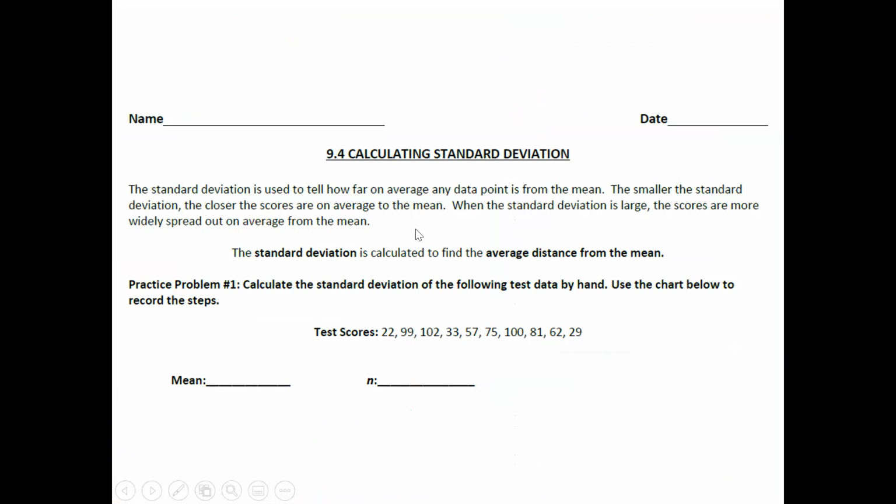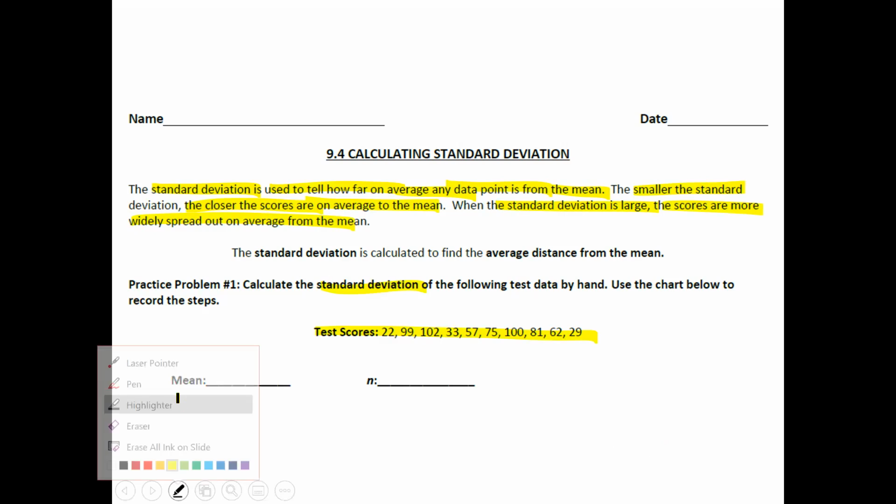The first question says, standard deviation basically allows you to tell how far on average any point is from the mean. The smaller the deviation, the closer the scores are to the mean, and the larger it is, the scores are far away or more spread out. So practice problem number 1 asks us to find the standard deviation of the data, and we're going to calculate this by hand. And this represents the test scores that students had on a test.